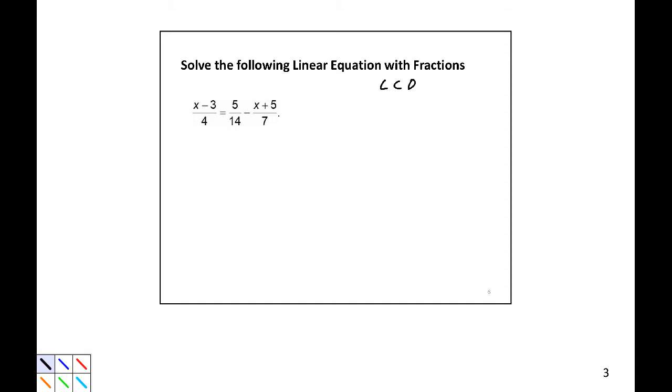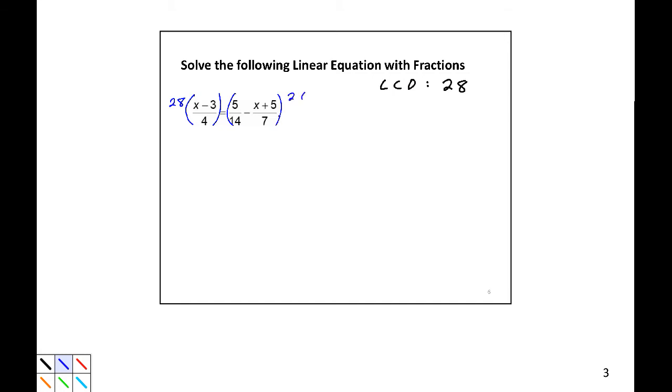Well, for this first question, we want the least common multiple of 4, 14, and 7. If you think through multiples of all of those numbers, you should come up with the least common denominator being 28. So we're going to multiply both sides of our equation by the number 28.